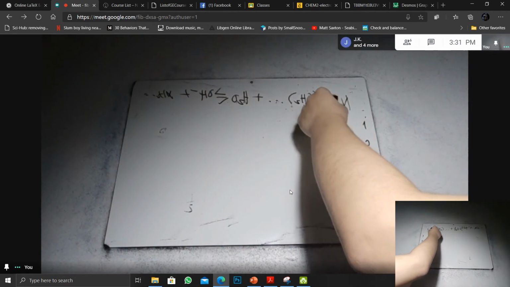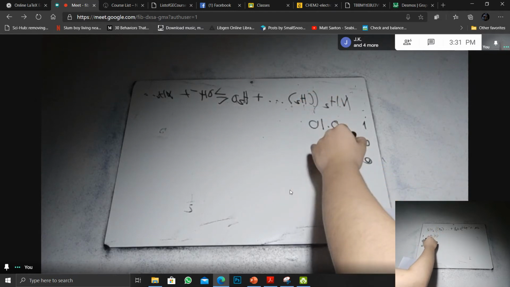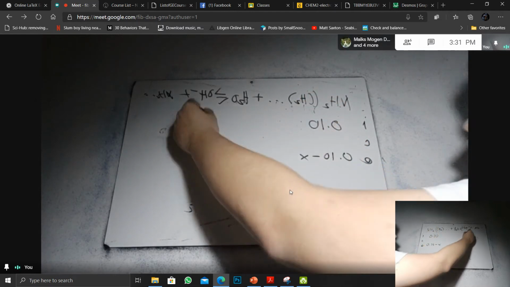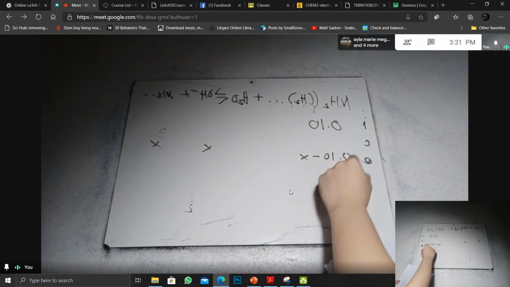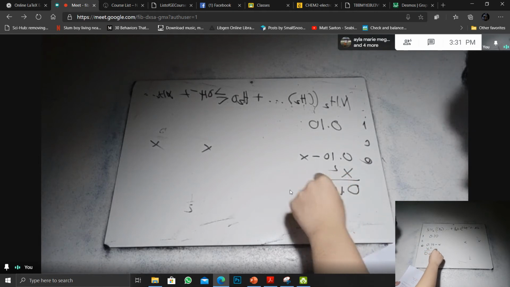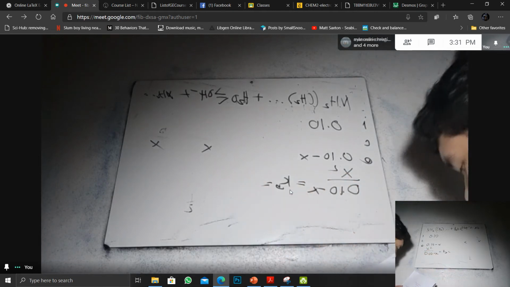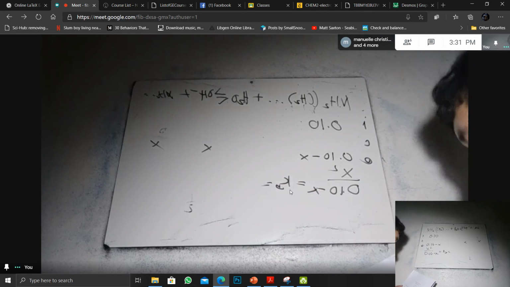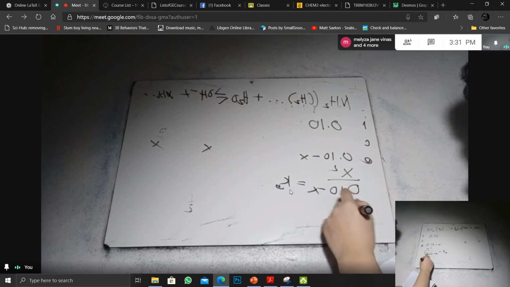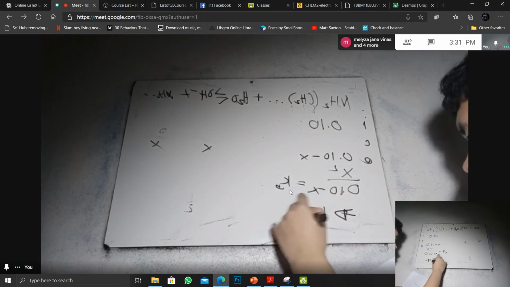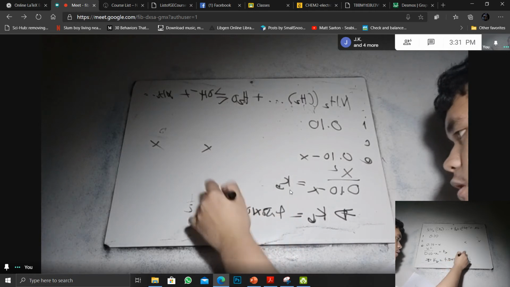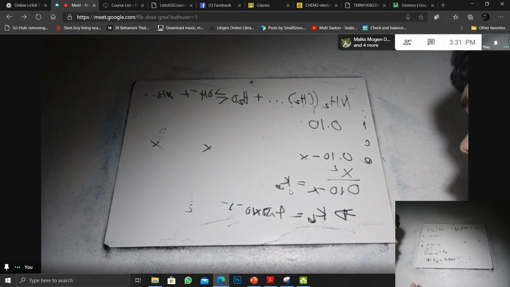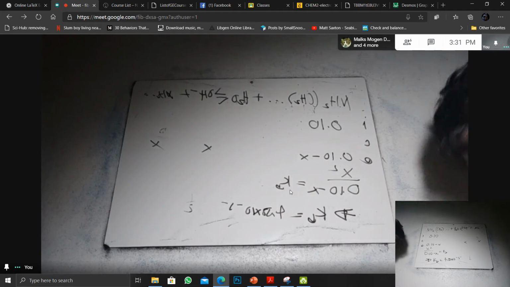0.10 minus X, right? This is X, this is X. X squared over 0.10 minus X equals KB, which is equal to, that's it, we just plug in, right? KB equals 4.5 times 10 to the negative 5. Okay, next, 2A.